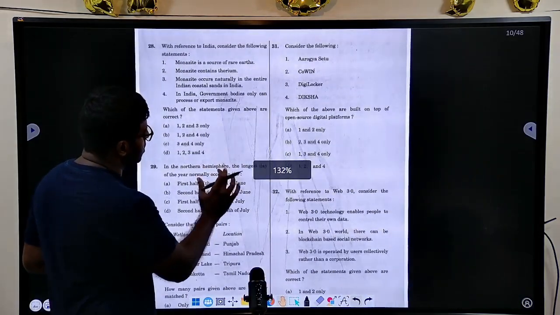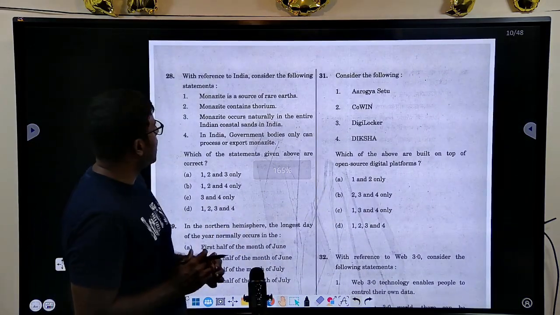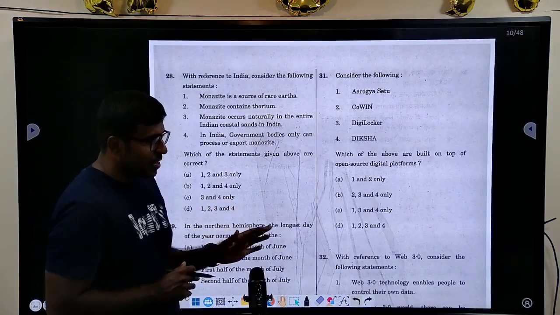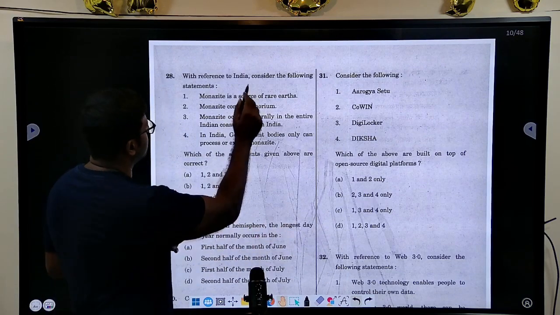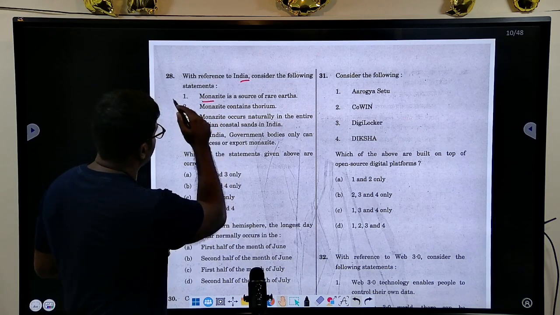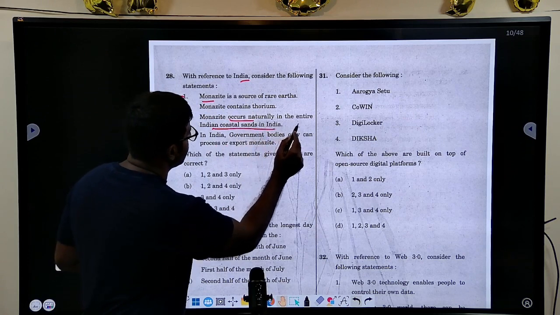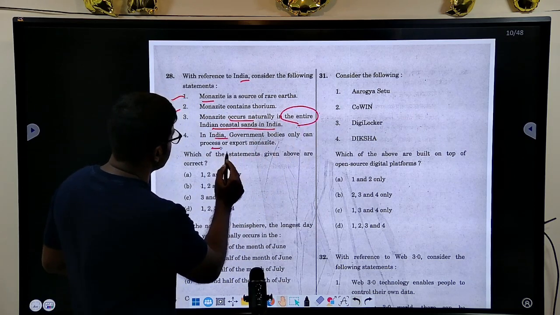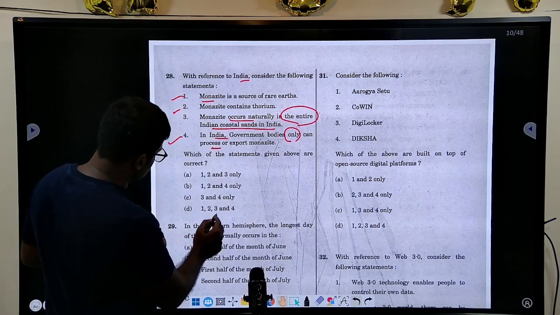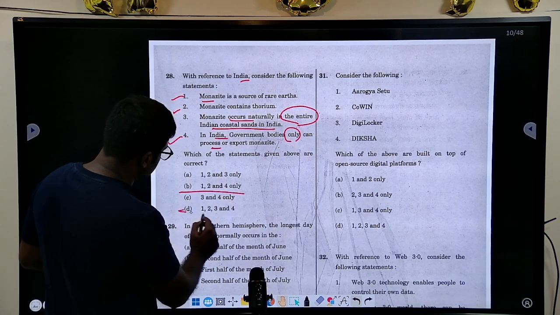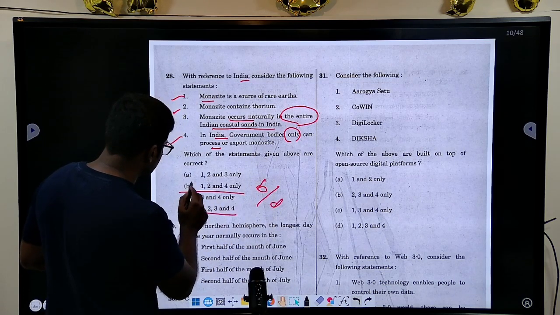So the next question is one that I do not know, in a sense, very important, but easy to narrow down. With reference to India, monazite is a source of thorium, and occurs naturally along the entire coast of India. The Government of India can only export. This is true. 1, 2, 4 is true. 1, 2, 4 is there, 1, 2, 3, 4 is there. So either B or D. But entire coast, no, so B.